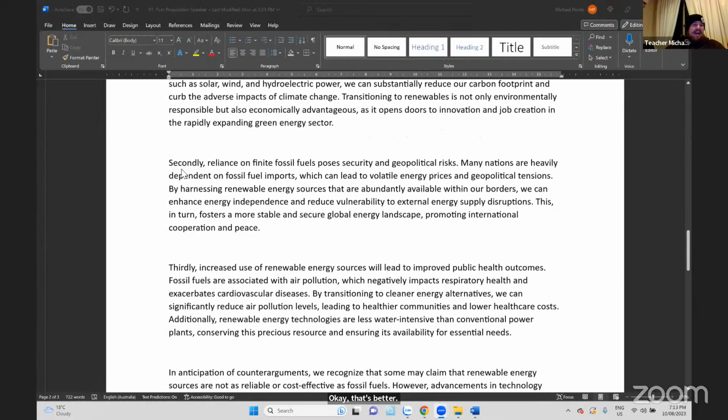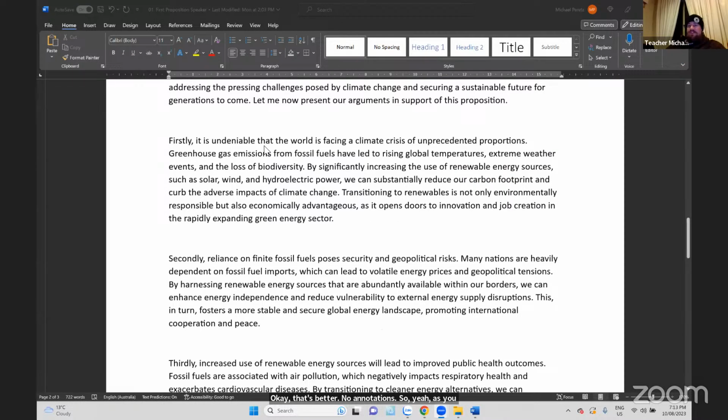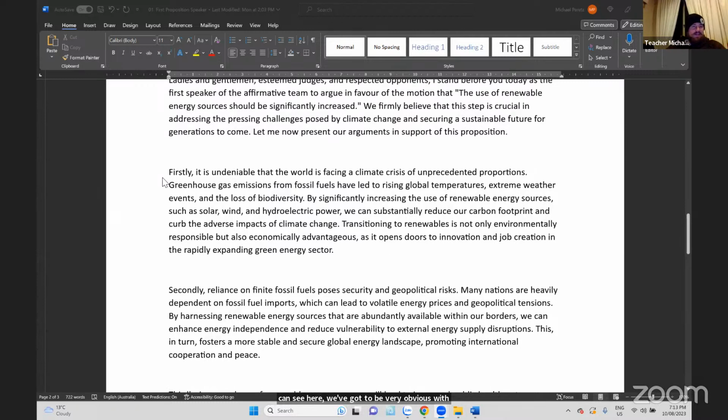So yeah, as you can see here, we've got to be very obvious with everything. So firstly, we're signposting. Okay, they're on to their first argument. So this is where we make the main arguments of our debate. So it's undeniable that the world is facing a climate crisis of unprecedented proportions. So where the proposition team are going to take this from the perspective of, it's not just something we maybe should do, like this is a crisis, we need to deal with this now.